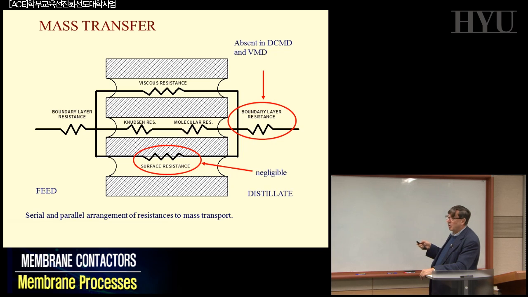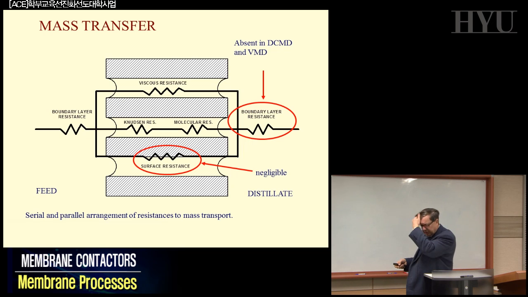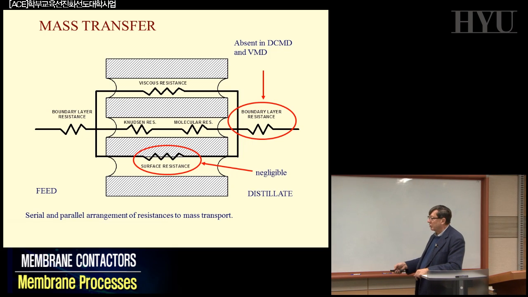Normally in direct contact membrane distillation and in vacuum membrane distillation, these boundary layer resistances are considered basically negligible, not very significant. Normally surface resistances are also considered negligible, except if you have a special situation which can have adsorption or something. So that is a relatively easy system, and you can analyze eventually using in parallel or in series the different resistances to the mass transfer that you can have across this system.